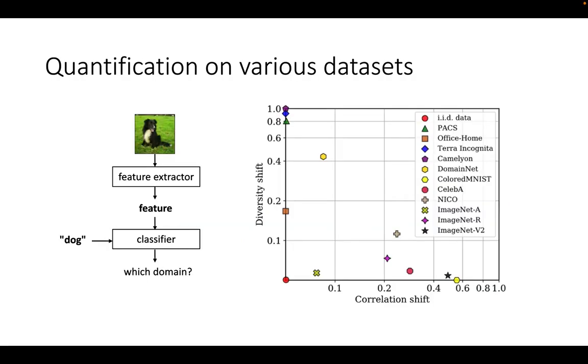To quantify the defined shifts of a dataset, we train a neural network that predicts the domain of every example in the dataset. The network takes an image and the label of the image as input, and then outputs the domain that the example is most likely being sampled from. We use the features extracted from the trained network to estimate diversity and correlation shift according to our previous formulation. Applying this method, we obtain the results on various datasets shown on the right. While some datasets are dominated by one of the shifts, some are found to have both shifts.